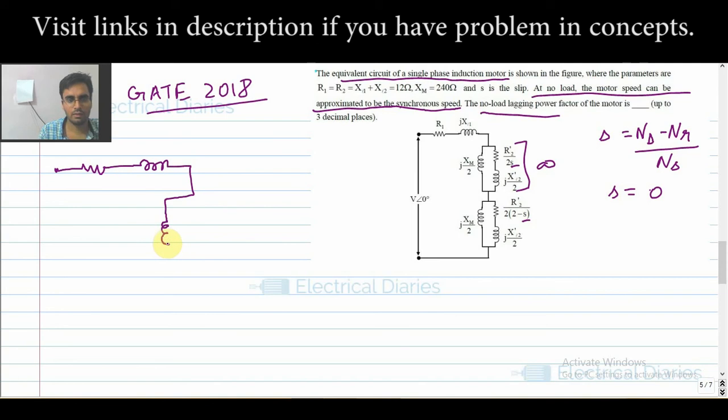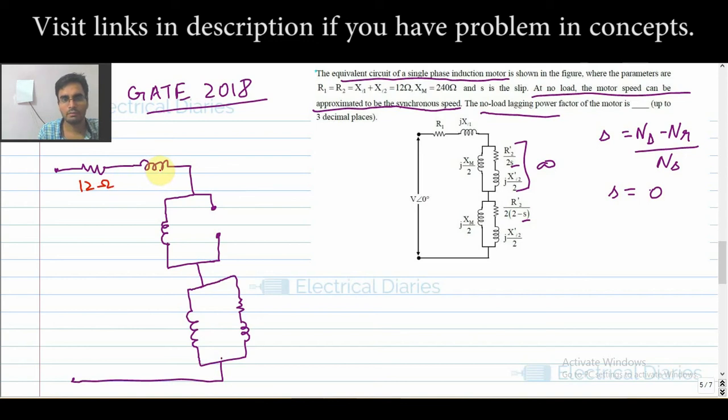I will put values later. See, this part will become open circuit because this will become infinity, and this is in this fashion. And this is the circuit. Now here the R1 is given as what? 12 ohms.